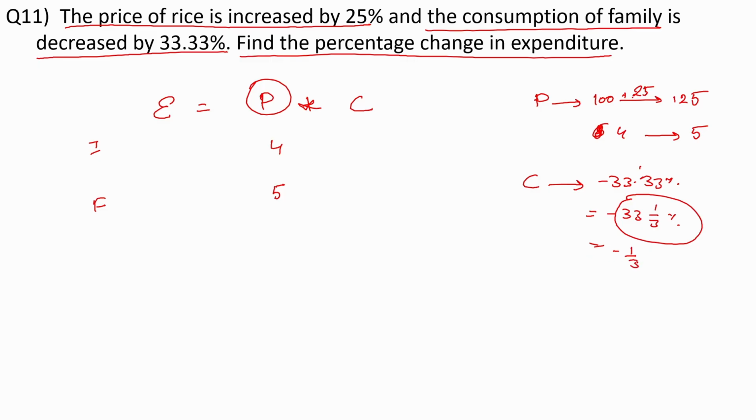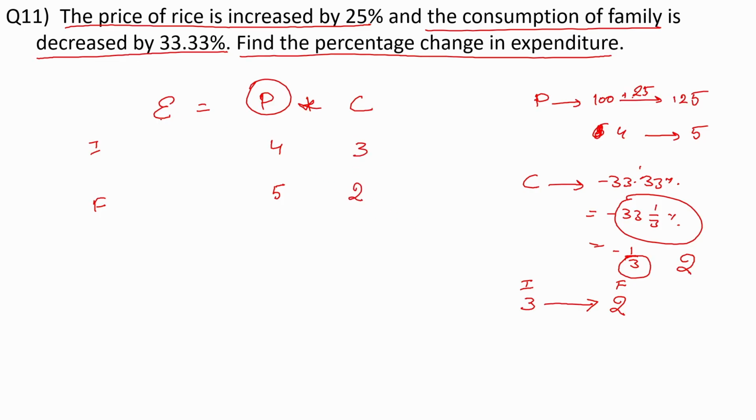So out of 3 units initially there would be a reduction of 1 unit, and finally the family would consume only 2 units. So the value of 3 after decreasing 33.33% would become 2. So this is going to be the initial value and this is going to be the final value. So the initial consumption would be 3 and the final consumption would be 2.